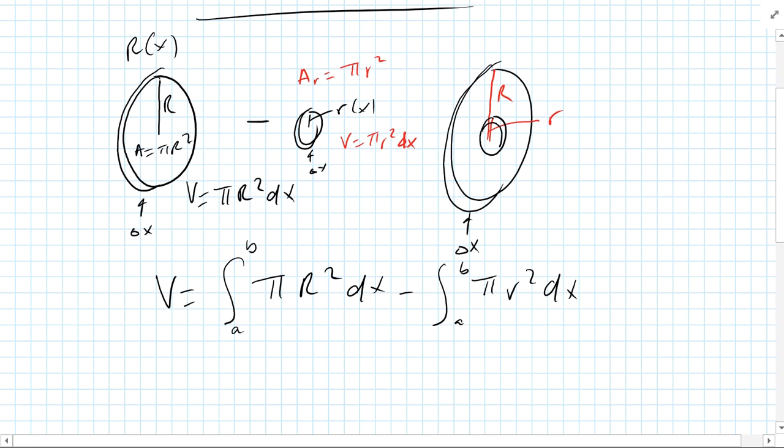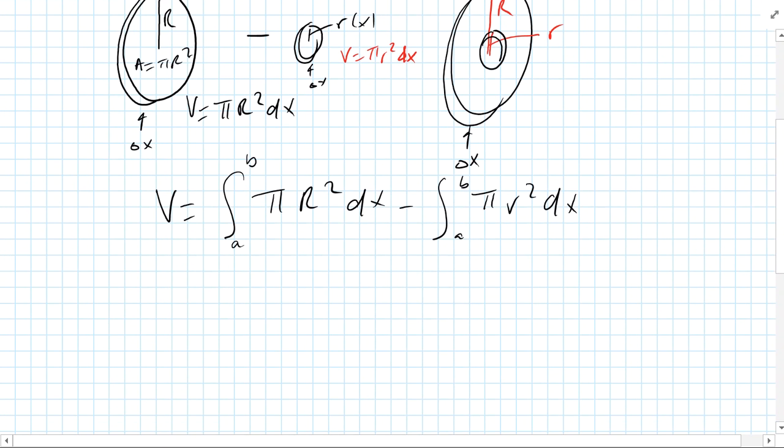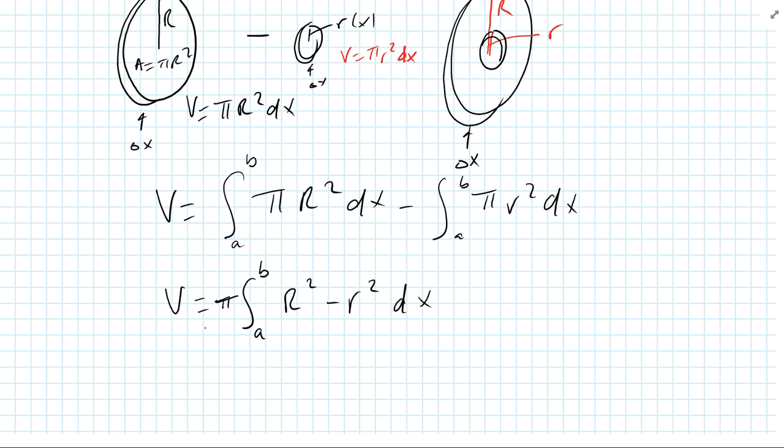And if they have the same limits of integration and they're both times pi, can I put them together in one integral? I can. You don't have to, but is it so much easier if you think in terms of big R squared minus little r squared dx? Because if you put them together and simplify, you eliminate or combine terms, and it makes it easier to integrate and evaluate. Most of the time. Not always, but most of the time. Pretty straightforward? Shall we try one?